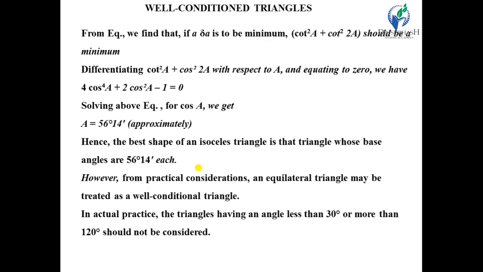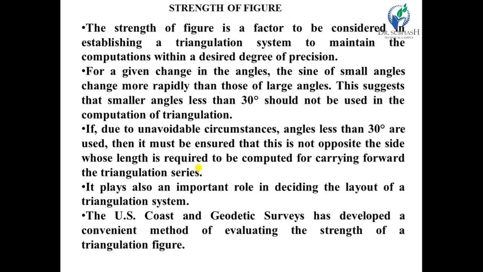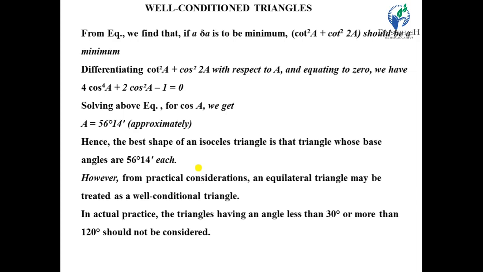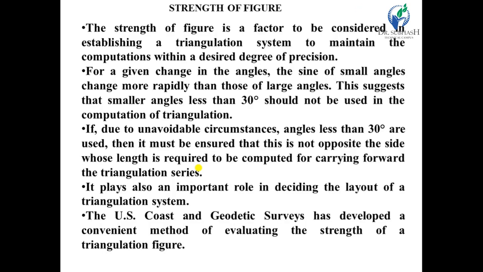In actual practice, a triangle having an angle less than 30 or more than 120 degrees should not be considered. So, our criterion for a well-conditioned triangle is not less than 30 degrees for any angle and 120 degrees for the maximum angle. Now we are moving to the strength of figure.